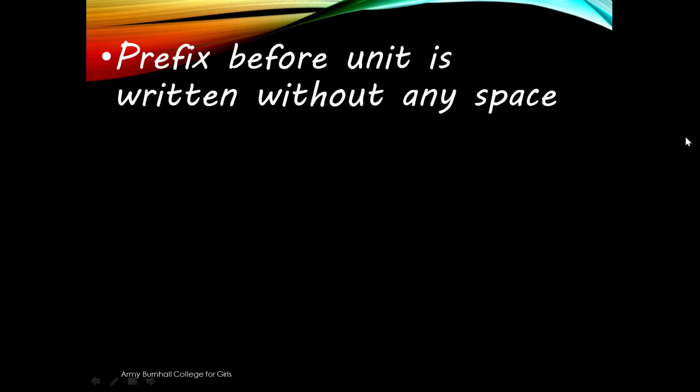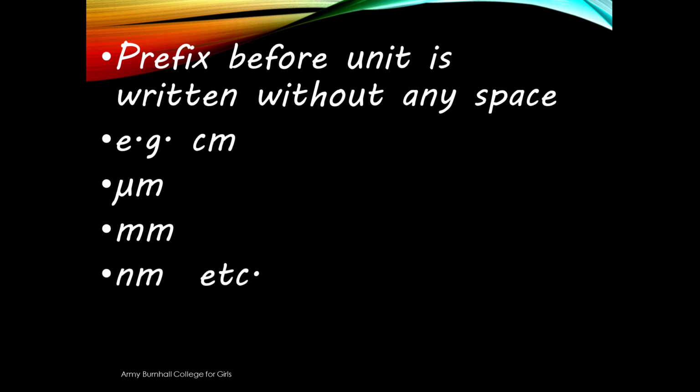Okay, so if we have to write a prefix before a unit, it is written without any space. For example, if you are writing centimeter, then centi and meter are written without any space. Micrometer without any space, millimeter without any space, nanometer without any space. So if we are using prefixes before any unit, those will be written without any space.